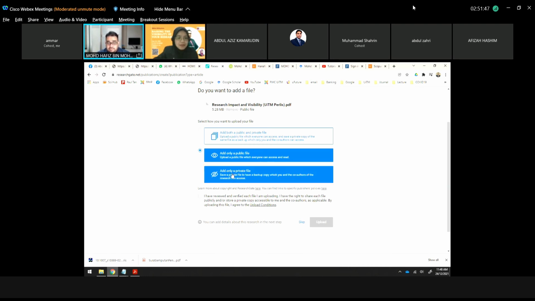Tapi kalau add only a private file, this is good for copyrighted paper, where when you opt for this option, the reader bila they find your paper, they can request the article. So dia tak boleh download automatically, dia request. You are going to receive a notification in ResearchGate that Ali is requesting to download this paper. Do you allow? So you tekan yes, Ali boleh download directly. This is actually similar to if Ali emails you: Hi, my name is Ali, I'm from University Technology Malaysia, and I would like to get a copy of your article. Then you email: yes, please, this is the paper.